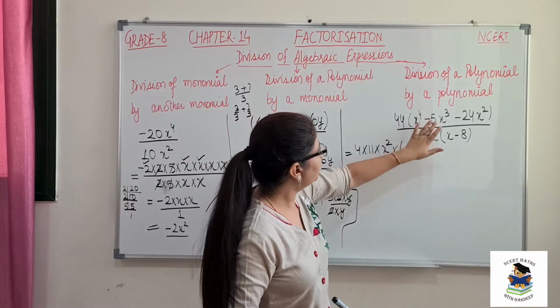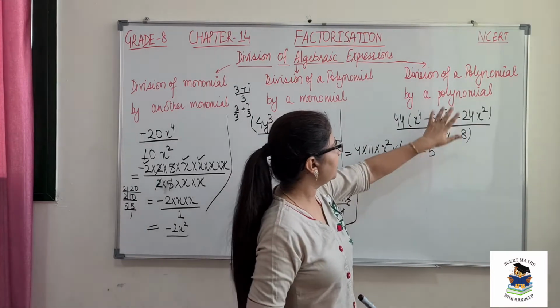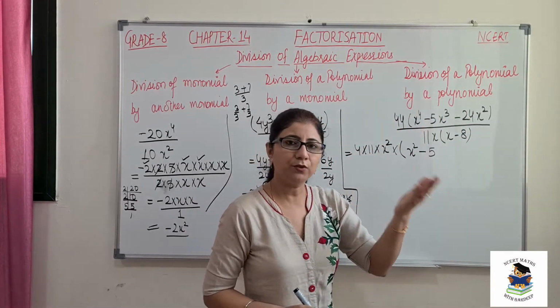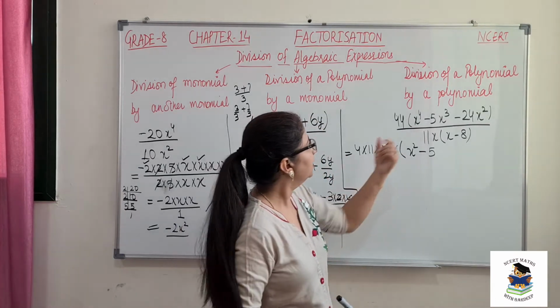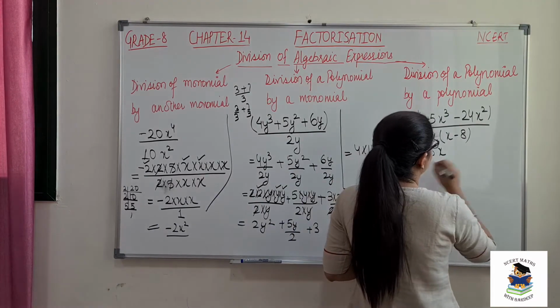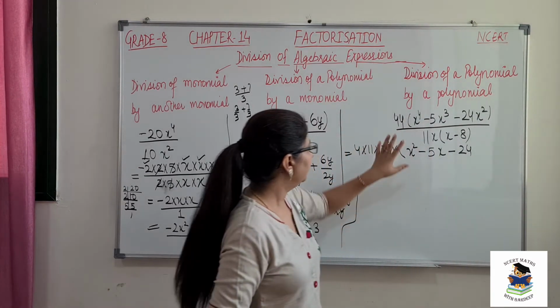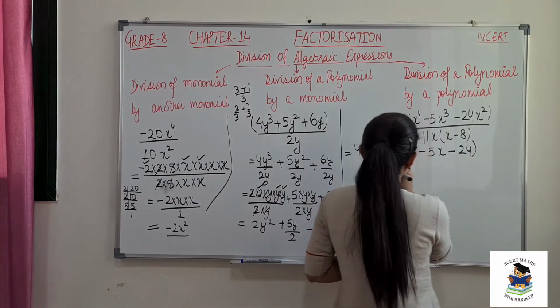Now minus 5, so I will write as it is. Here it is x cube. X cube means x multiplied by itself 3 times. Out of that, 2 we have already taken as common factor, so only one power is left. This is 24 x square. X square is already taken, so nothing is left inside.